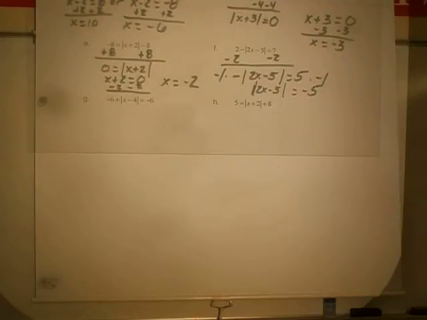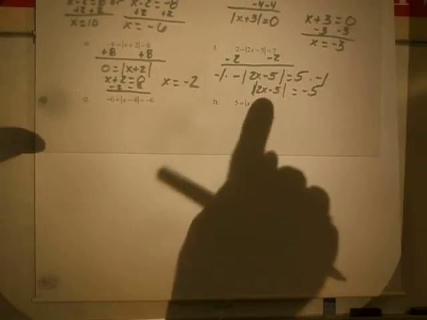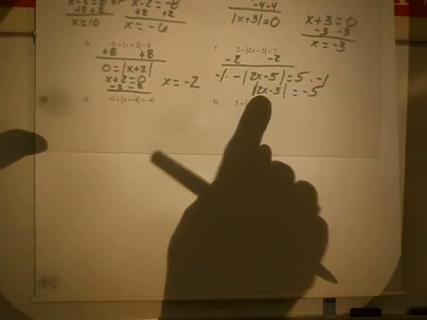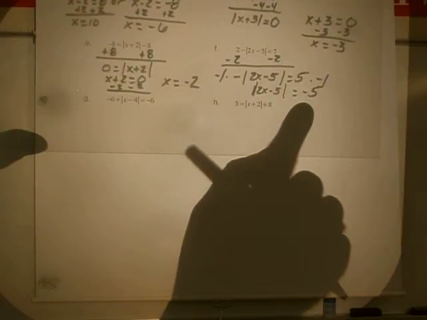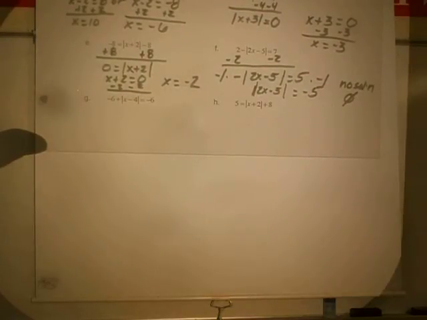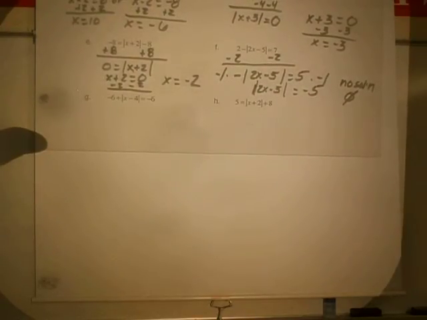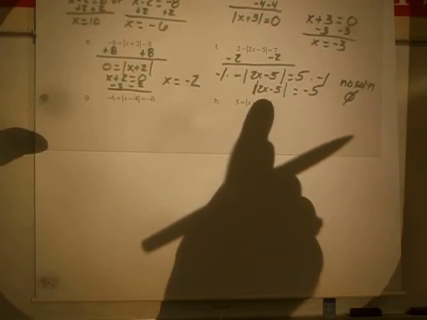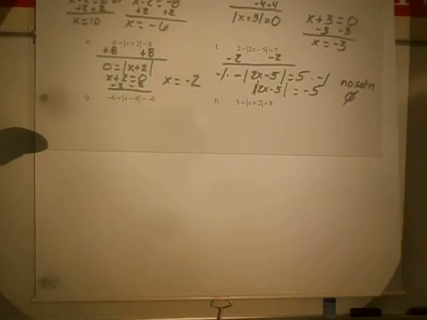Absolute value means you're going to make it positive. Always going to be a positive. Is there any way we can have a number inside the absolute value sign and make it positive and end up with a negative? There is not. So this one, there is no solution. You can use the empty set symbol, the 0 with a line through it, and that's because you can't have an absolute value that equals a negative.